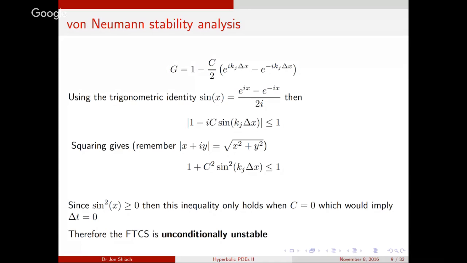Imagine getting into a car and the maximum speed you can do is 0 miles an hour. You're not going to go anywhere. So this means the forward time central space scheme is unconditionally unstable. It can't be used. It's rubbish for this equation. It may be of use to a different type of equation, but it can't be used for this one.